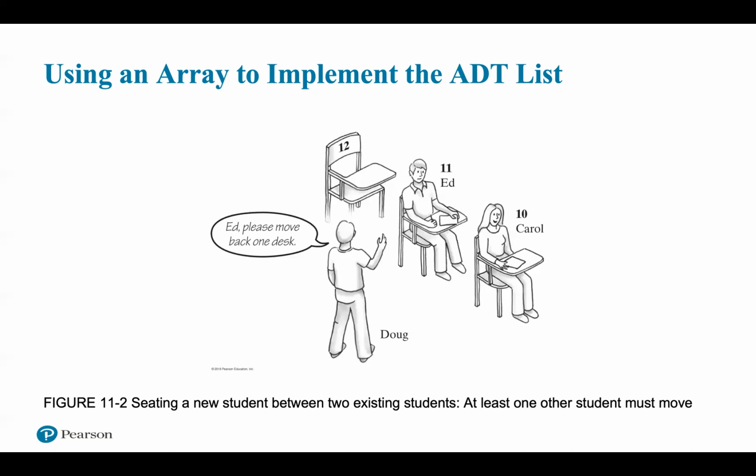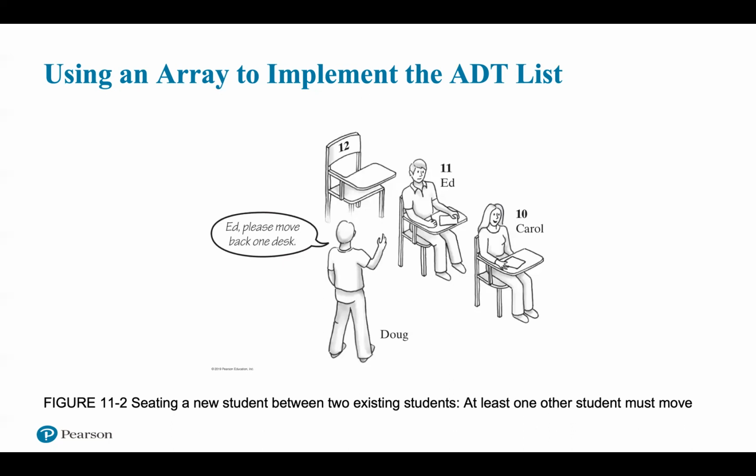If only one student moves at a time, the student in desk 30 must move to desk 31 before the student at desk 29 can move to desk 30, and so on. As you can see, adding a new student requires moving several other students. However, we do not disturb the students seated in the desks that are before the new student's desk, desks 1 through 10 in our example.